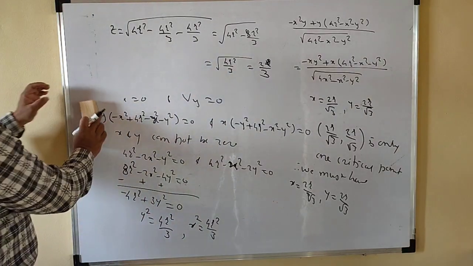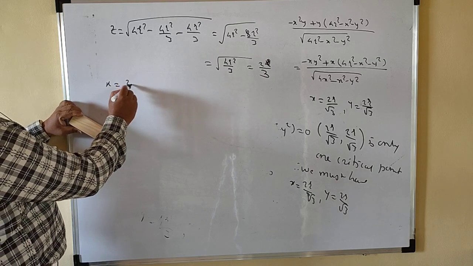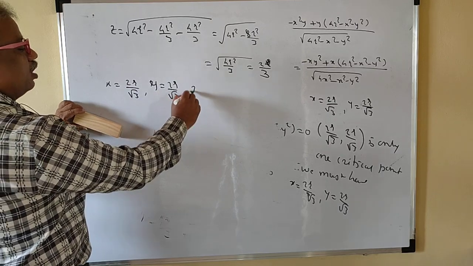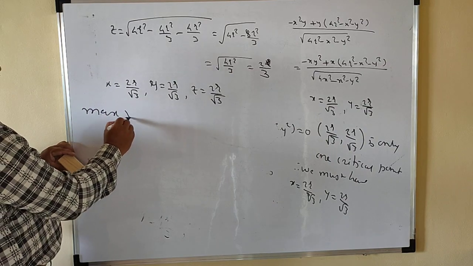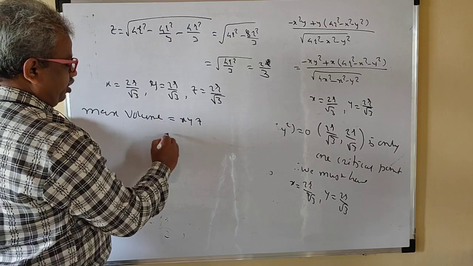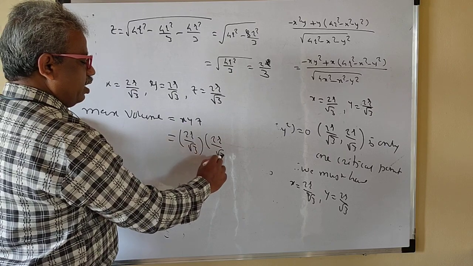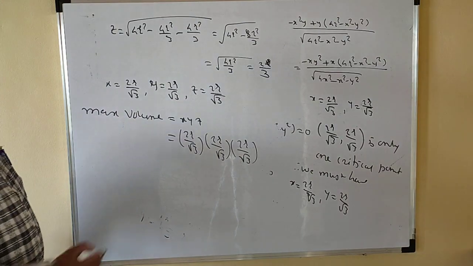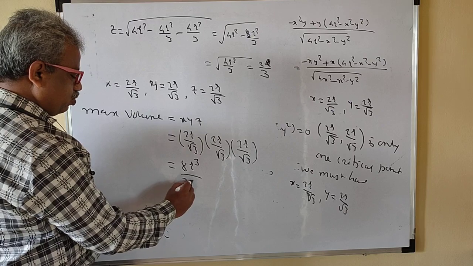So therefore x is equal to 2r by root 3, y is equal to 2r by root 3, z is equal to 2r by root 3, right? So you want the maximum value. Maximum value is equal to xyz. So this is twice r by root 3, twice r by root 3, twice r by root 3. Okay, so now 2, 2, 2, this is 8r cube by 3 root 3.